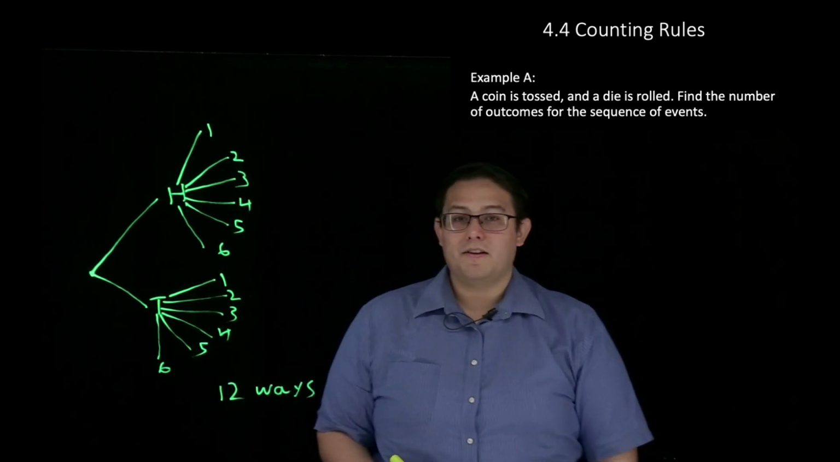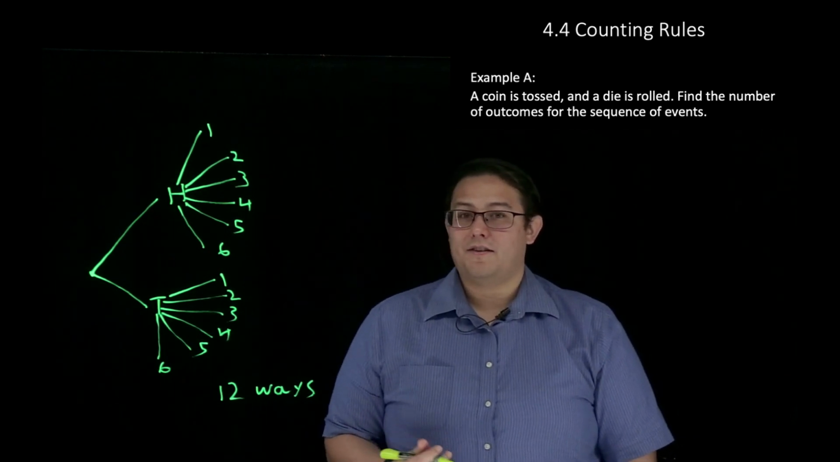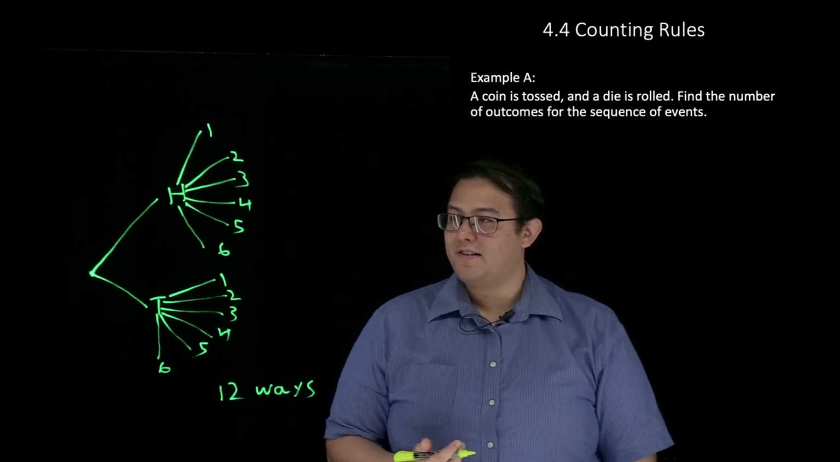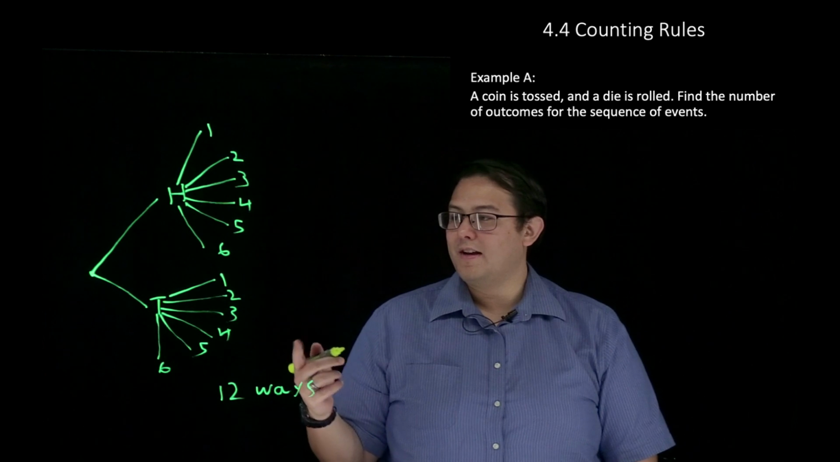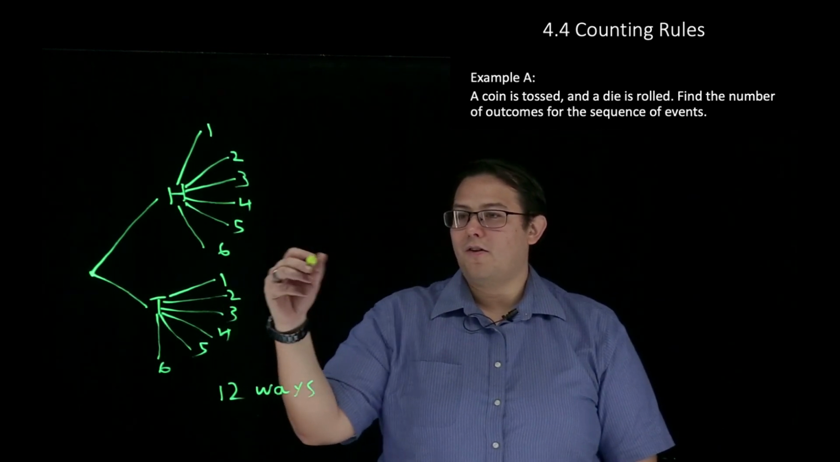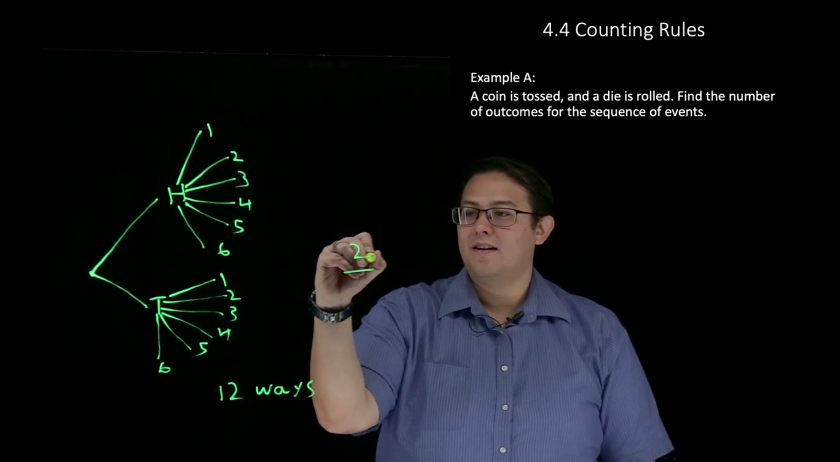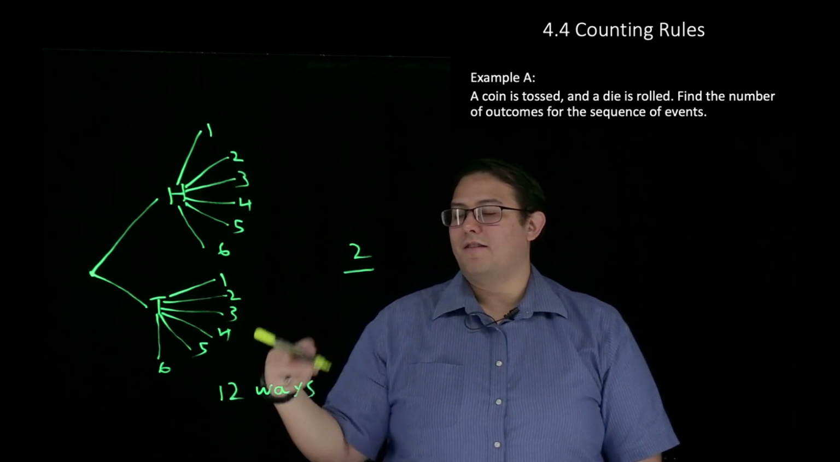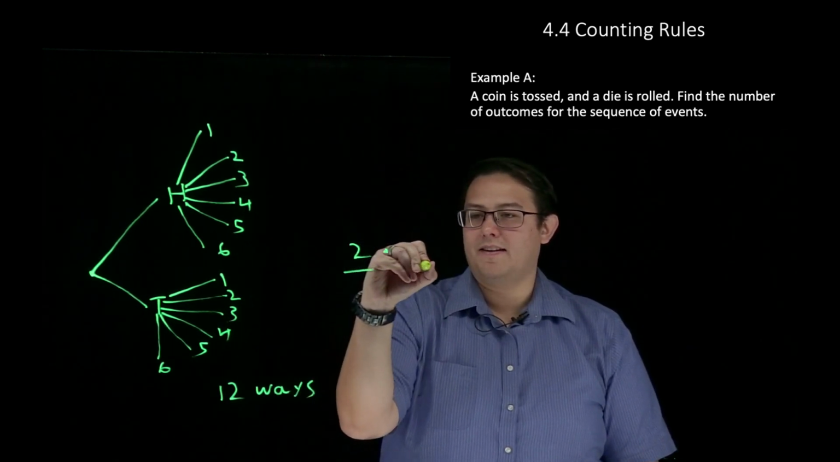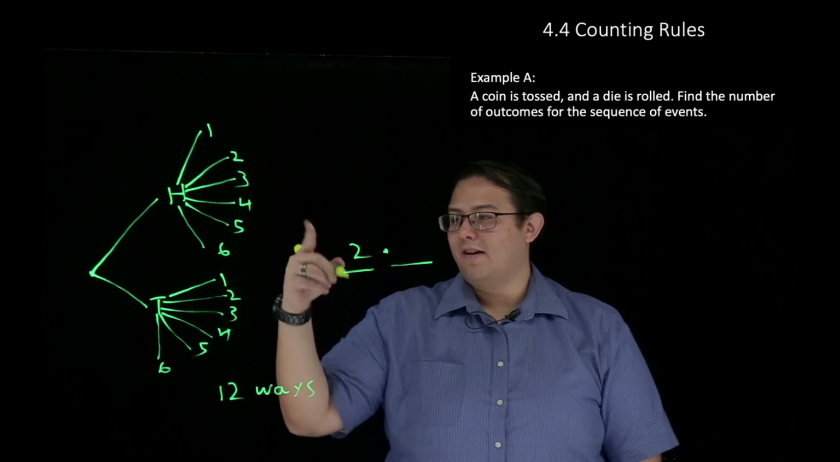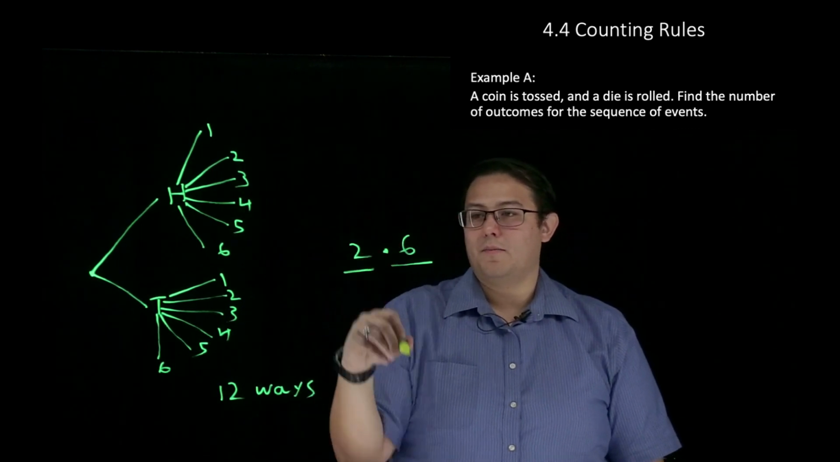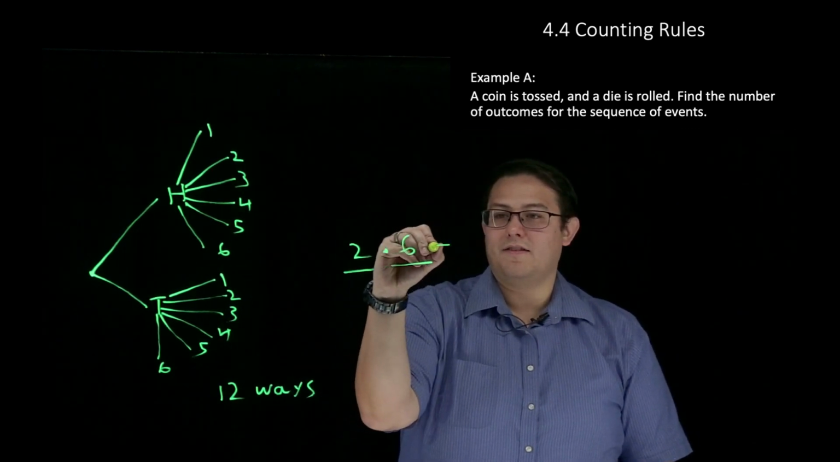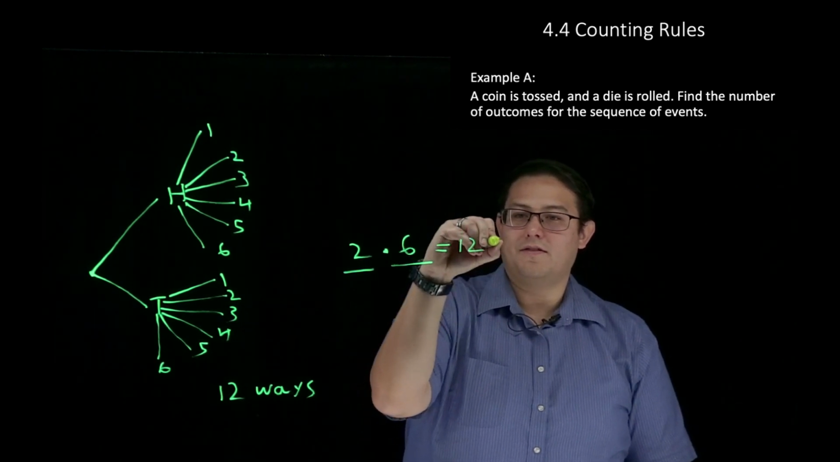Okay. So then we want a slightly easier way of doing this so we don't have to do a tree diagram every time. So if we think about how many ways we could flip a coin, there are 2 ways to flip a coin. We could either get heads or tails. And then if we roll a die, there's 6 different outcomes there. And if we multiply 2 times 6, then we get a 12. 12 different ways.